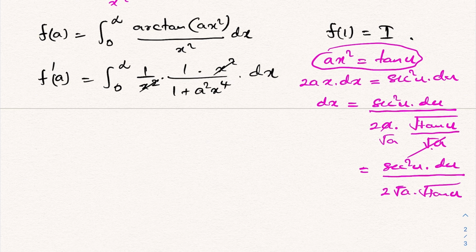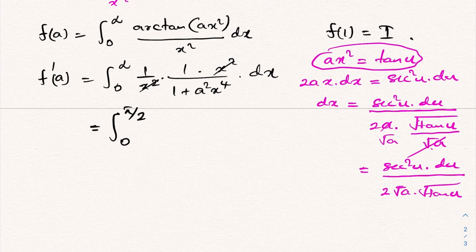Well, then we can plug in. Now we know the limits should change. When x approaches 0, we know u also approaches 0. For the upper limit, when x approaches infinity, we know u is tan inverse, so the upper limit is pi over 2.